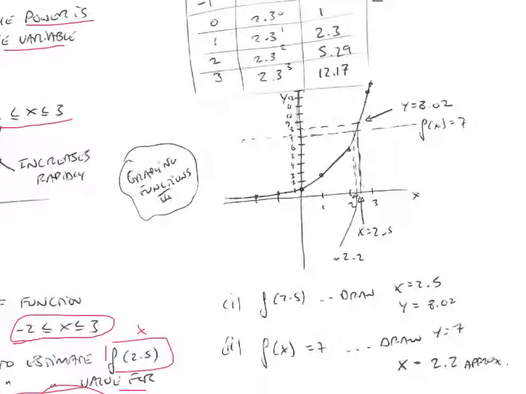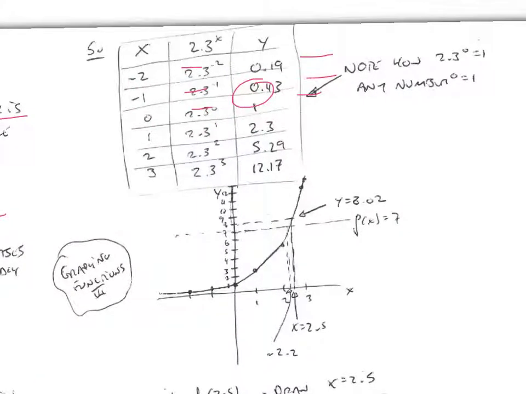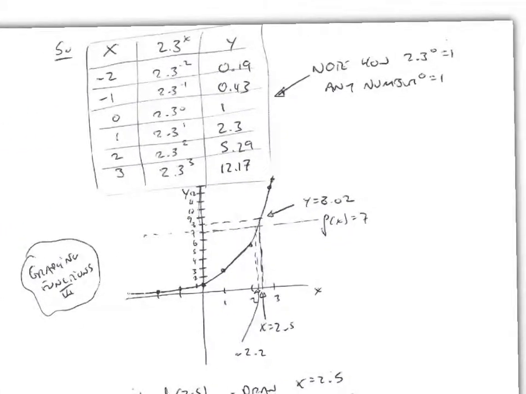Okay, so you can use your calculator to spit out the couples. Minus 2.09, minus 1.43, 0, and 1. 2.3 to the power of 0, note how that is equal to 1. Any number to the power of 0 is 1. 100 to the power of 0 is 1, and 99 to the power of 0 is 1. So often on these exponential curves, (0, 1) is always a point.